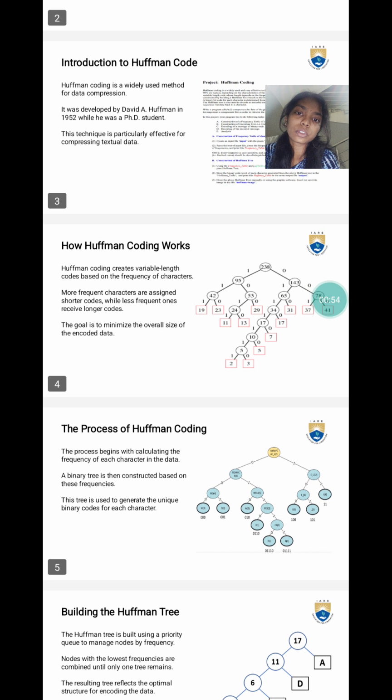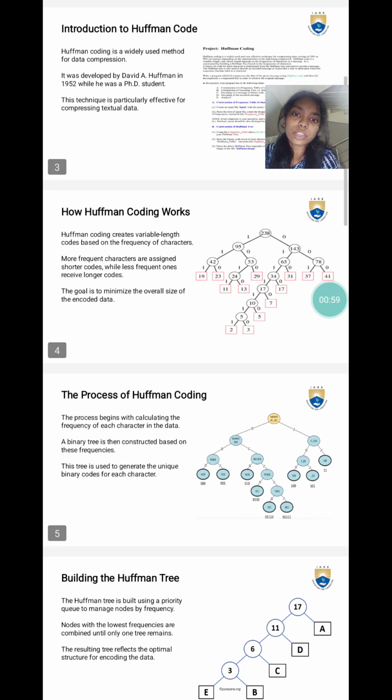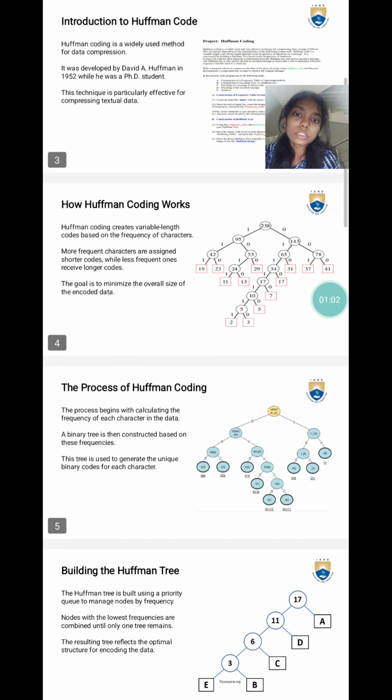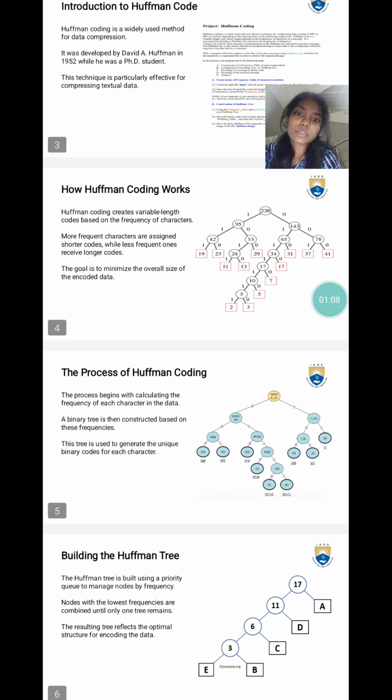How Huffman coding works. Huffman coding creates variable length codes based on the frequency of characters. More frequent characters are assigned shorter codes, while less frequent ones receive longer codes. The goal is to minimize the overall size of encoded data. When we have more frequent characters, we have shorter codes, and when we have less frequent ones, we have longer codes.